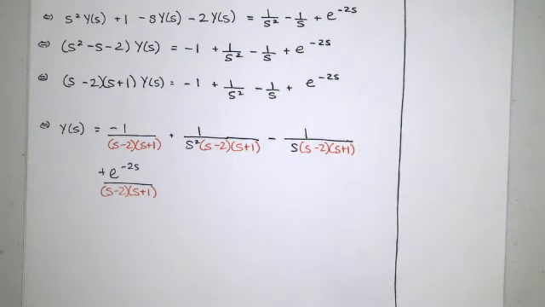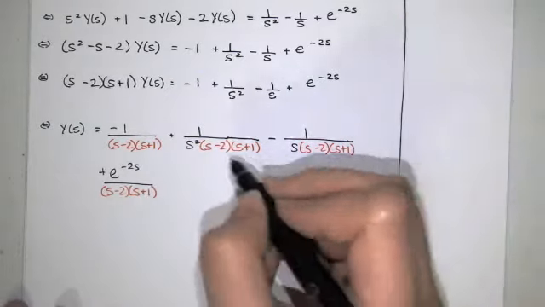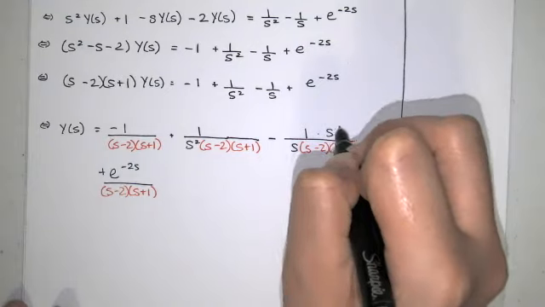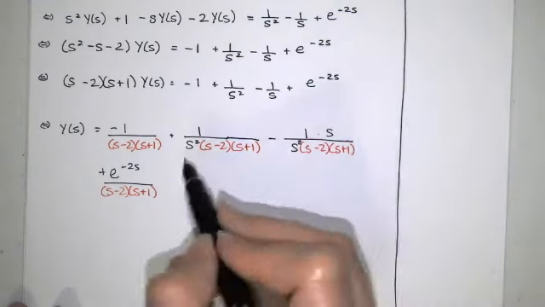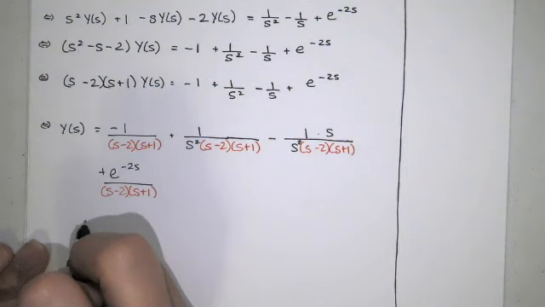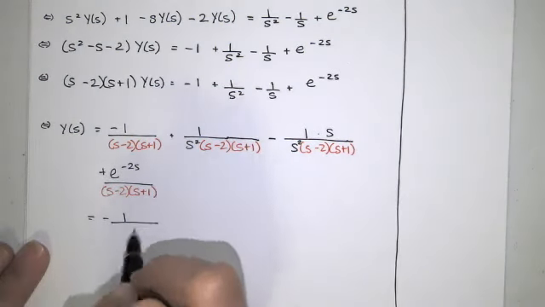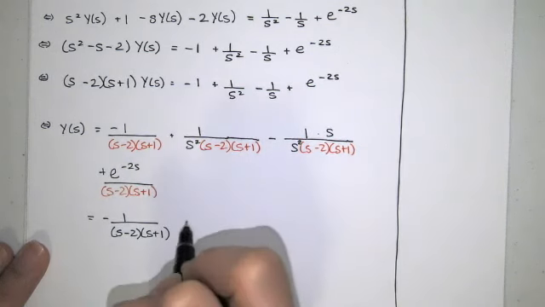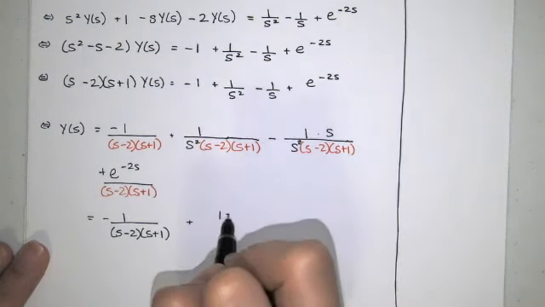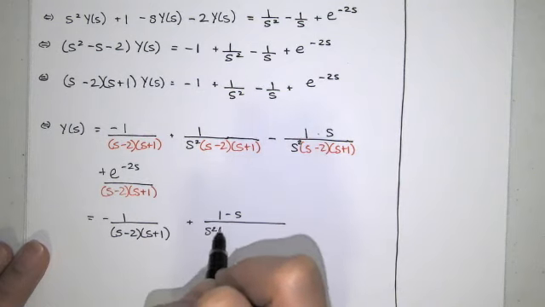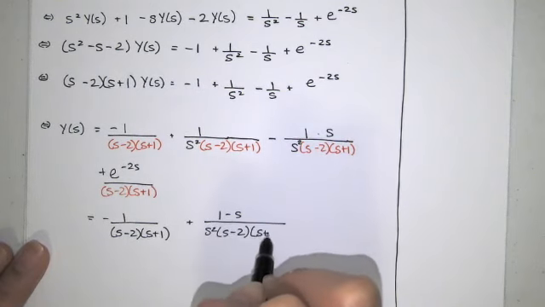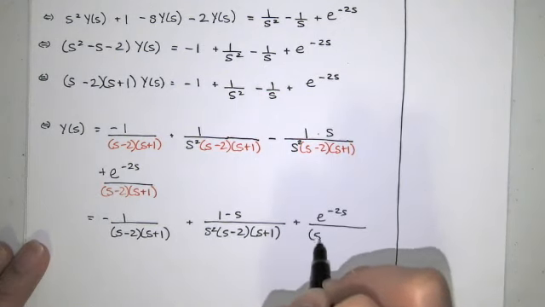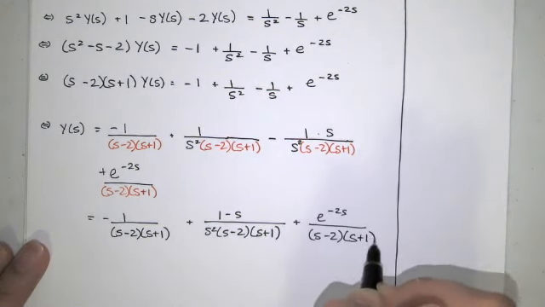Most of the time I don't simplify these things, but this time I think I'm going to combine these two together at least. So I will multiply this one by s over s, and then I'll have a common denominator. So then Y of s can be written this way. I've got -1 over s minus 2 times s plus 1. And then I have a 1 minus s over s squared times s minus 2 times s plus 1. And then we've got the exponential over s minus 2 times s plus 1.